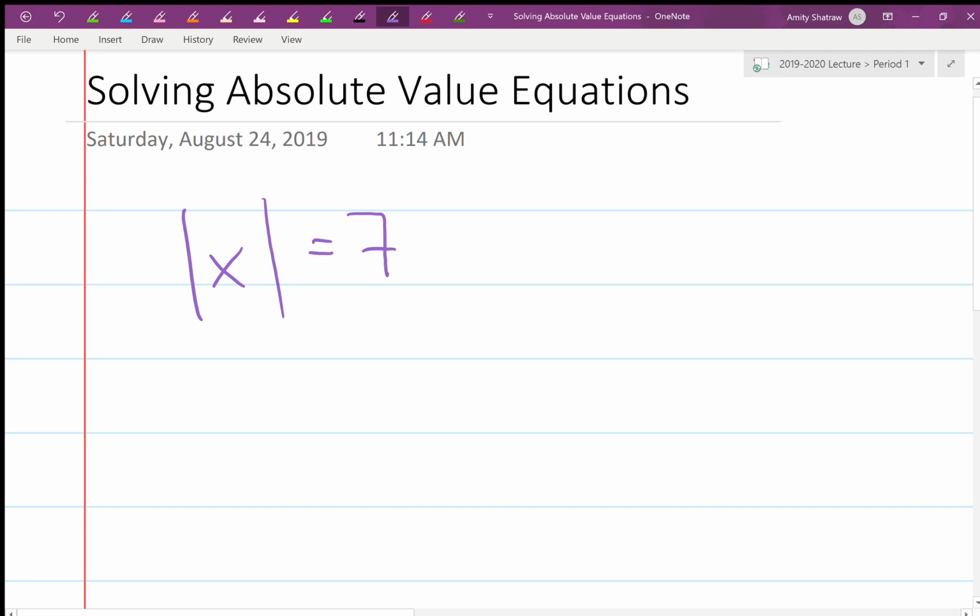Hi, everybody. Hopefully we remember that the definition of absolute value is how far away we are from the origin. So if I said that the absolute value of x equals 7, I think the obvious answer would be that we are 7 away from 0. So you'd want to say that x equals 7. But I don't want you to forget that it could be negative 7 too.